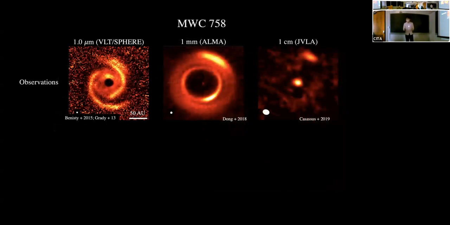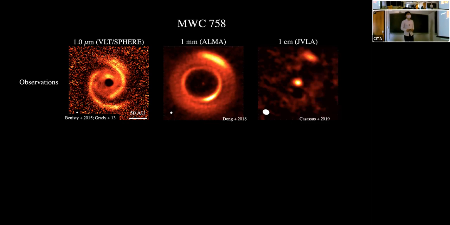So here are three images of the same disk on the same scale, but at different wavelengths. The first one is a VLT SPHERE scattered light, near-infrared image at 1 micron. It shows two spiral arms in a near-symmetric configuration at tens of AU. The middle panel is the ALMA 1 millimeter image. We have already seen it: a cavity, a broad outer disk, and two emission clouds.